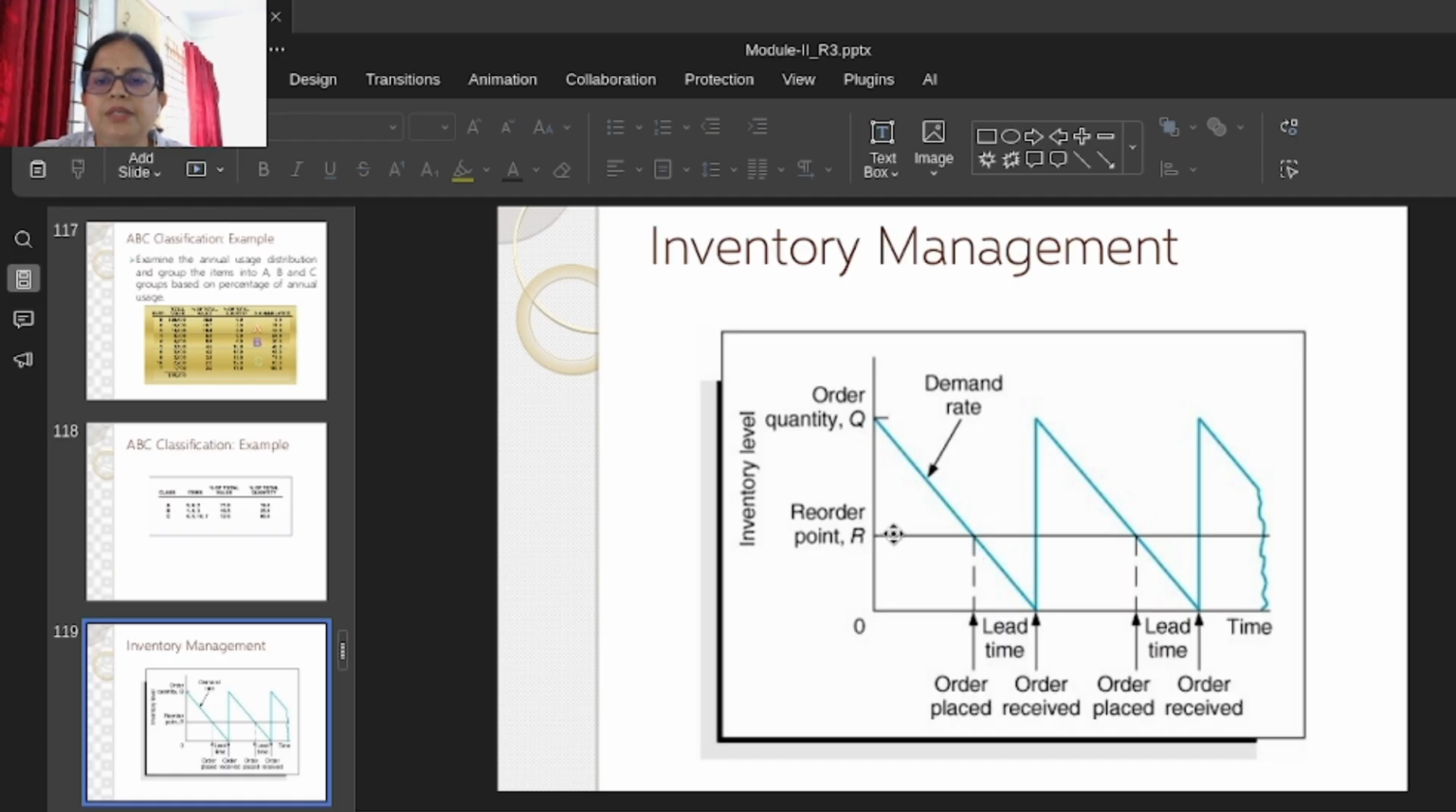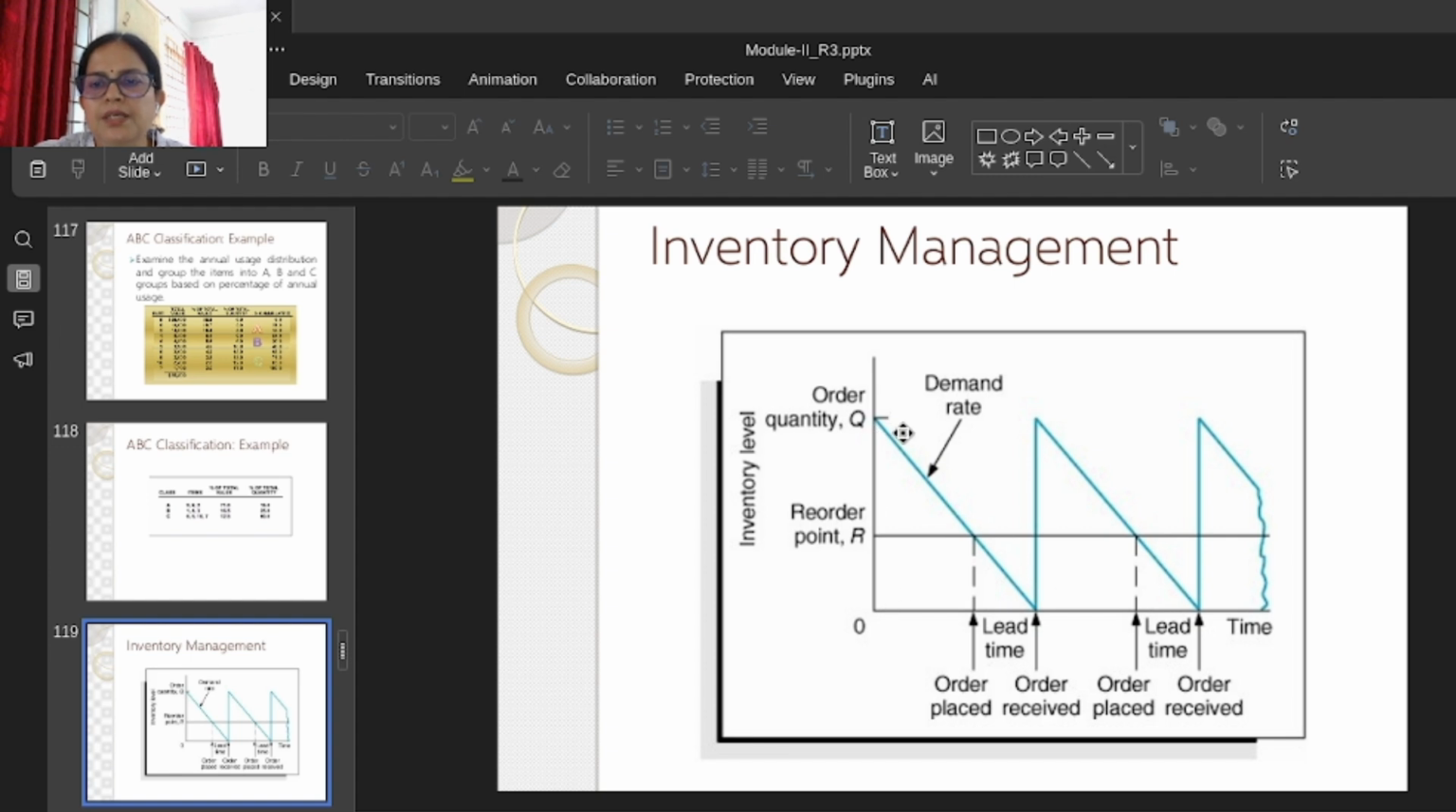So the reorder point, we know that reorder means suppose 250 units are consumed and another 50 units remain. So this is called the reorder point. And the lead time is between placing an order and receiving an order. So this is called the basic model of the inventory.